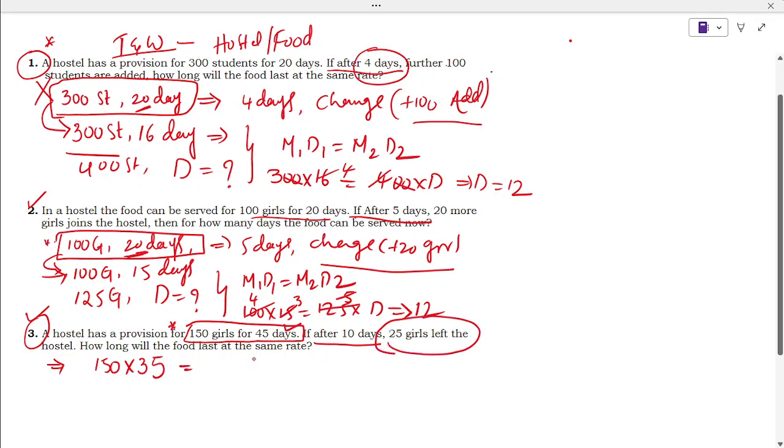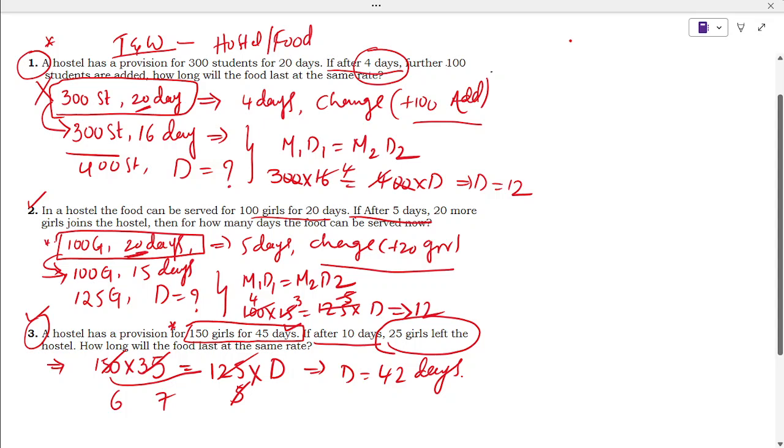and 25 girls have left the hostel. They are not joining. So from 150, if 25 girls left the hostel, the remaining strength will be 125 girls. The number of days is a question mark. Then again 25 fives are 125, 5 ones are 5 and 5 sevens are 35. So the number of days will be 42 days.